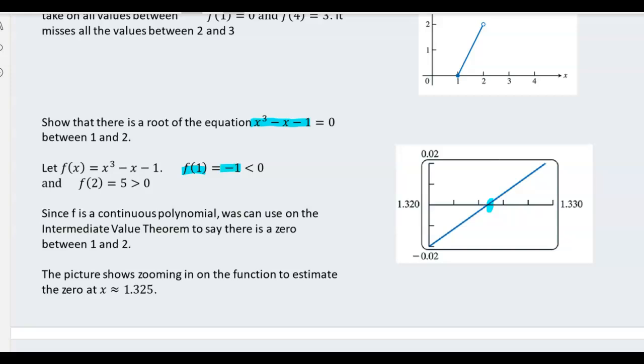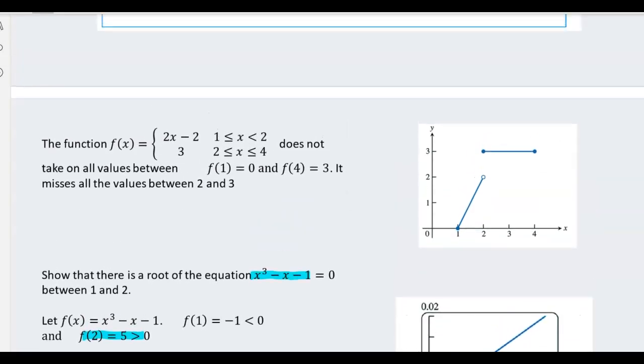That's less than 0, so somewhere down here. And then if I plug 2 into the function, I get 5, which is above 0, so somewhere up here. So I know that somewhere between 1 and 2, I've got to have this location that the function passes through and it takes on the value of 0. By zooming in really tightly to the function, maybe in Desmos or something, we could estimate that the x value occurs at maybe approximately 1.3.